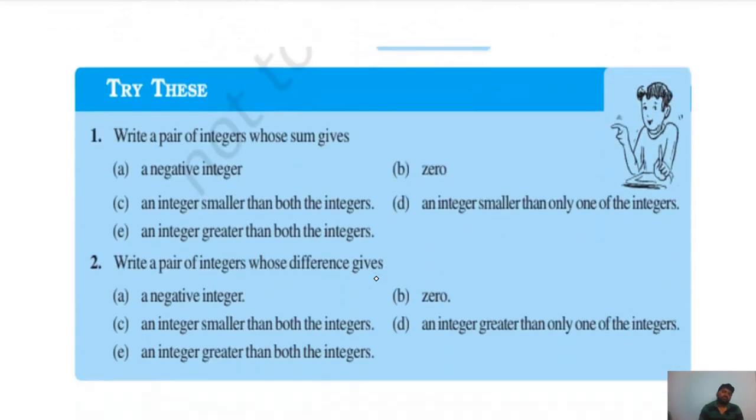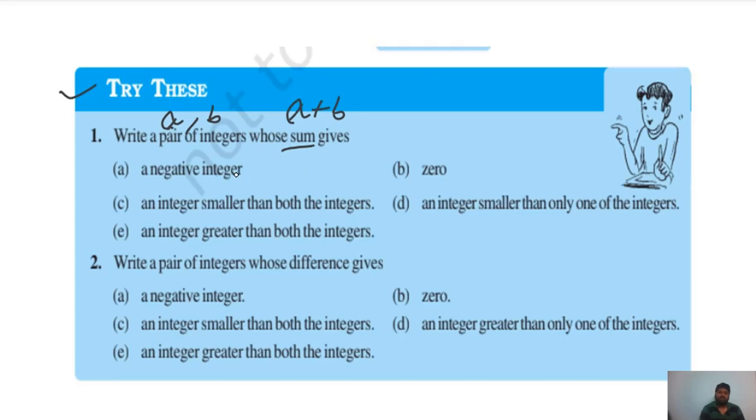Now try this. From your textbook we get 2 examples, and this is very important and a very magical way. Write a pair of integers whose sum is a negative integer. That means a pair of integers, suppose a and b, whose sum, that means a plus b, gives a negative integer.